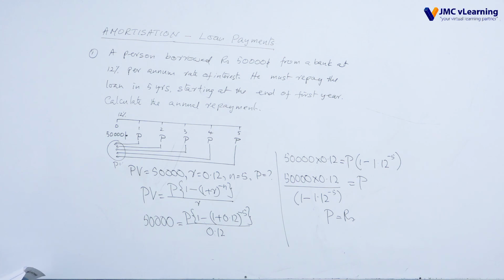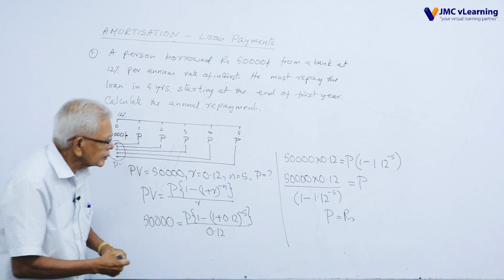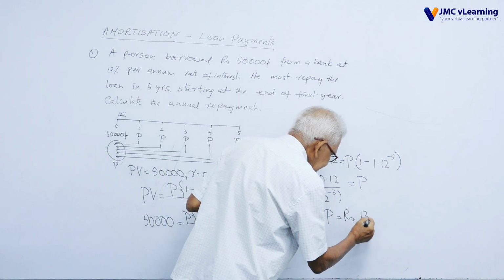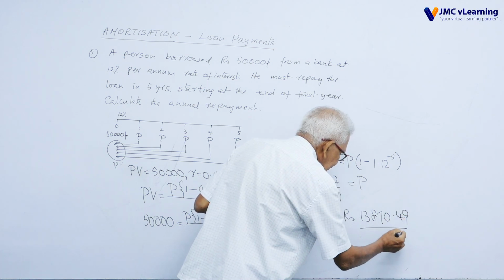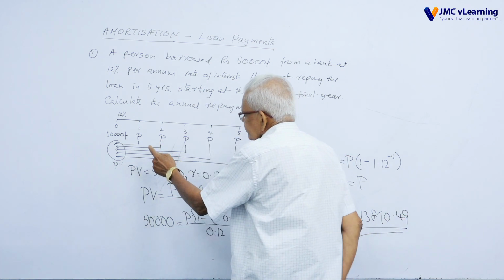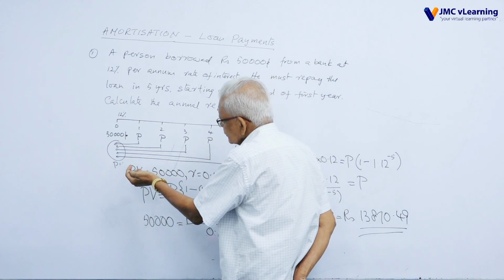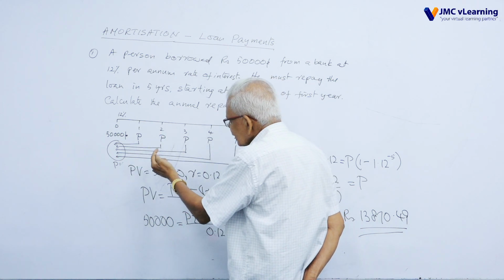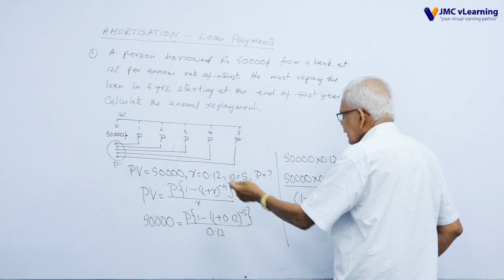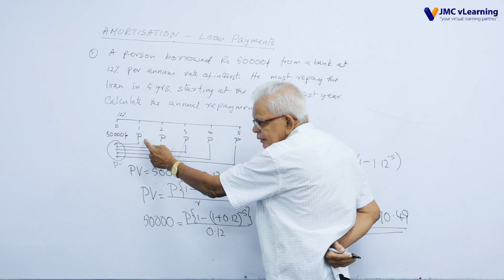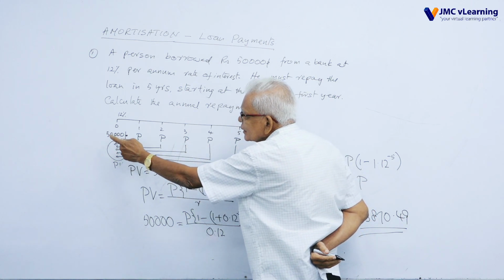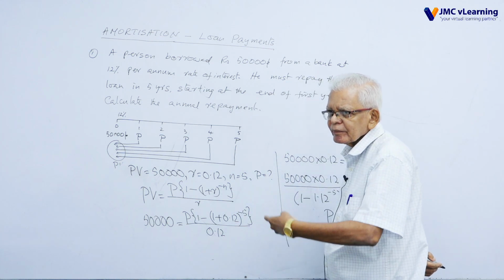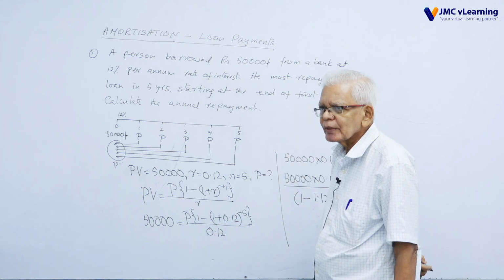13,870 and 49 cents. The annual installment is 13,870. We are paying 13,870 every year. The present value of all those payments is equivalent to 50,000. That means we have settled the loan. That is how you do that part, right?